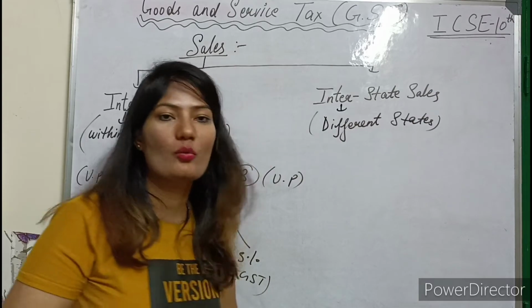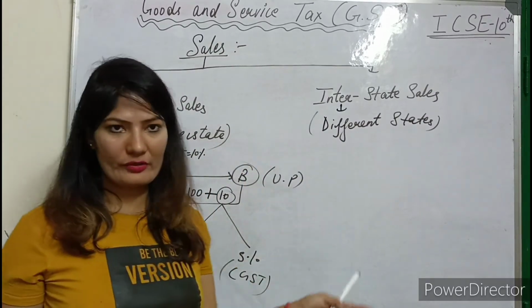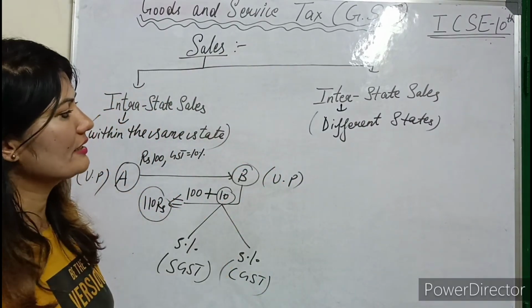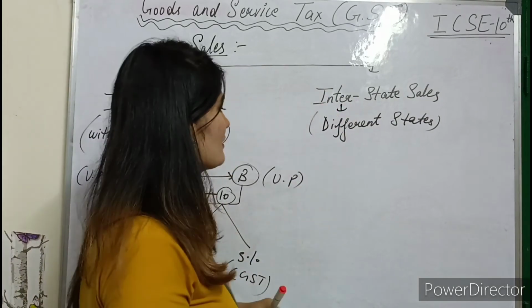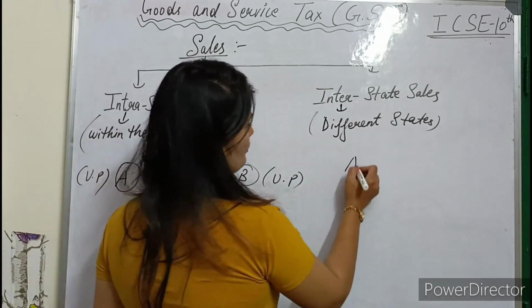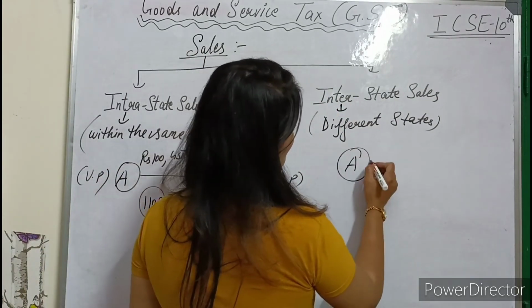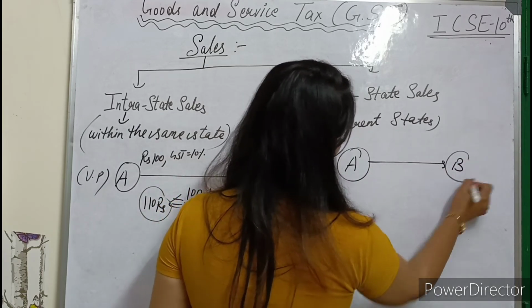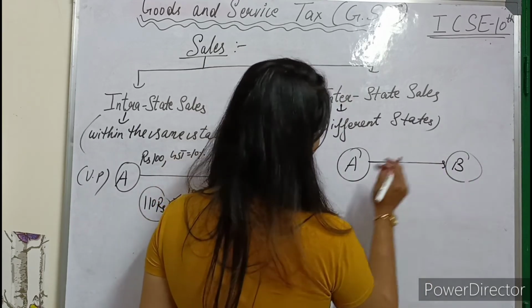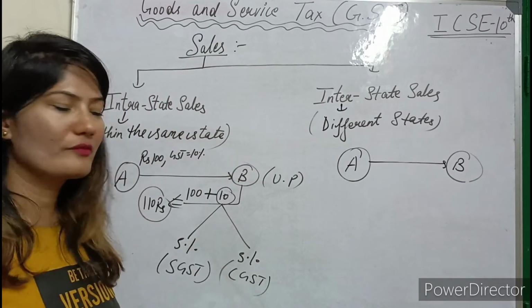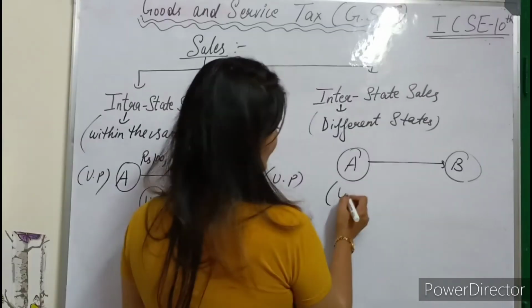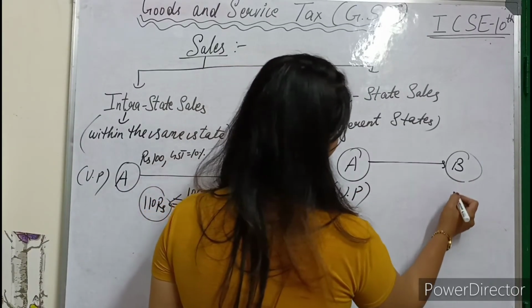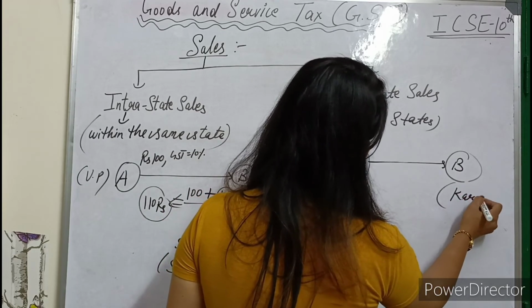So it means that when the selling goes between two different states, then the type of sale is known as interstate sales. For example, suppose again a person A sells the product to person B. Now in this case both person A and B belong to two different states. Suppose person A belongs to UP state and person B belongs to Karnataka state.